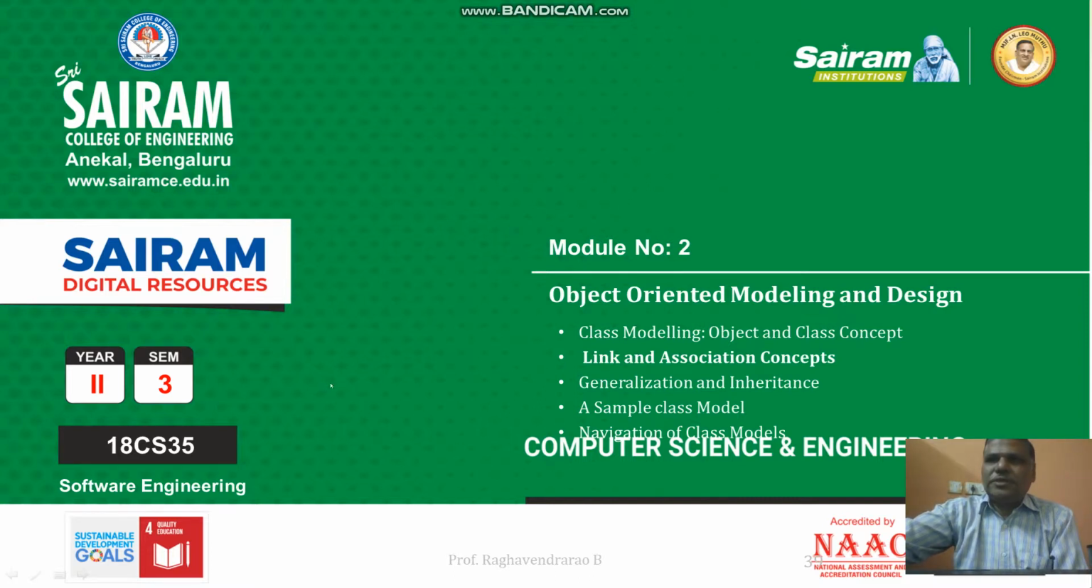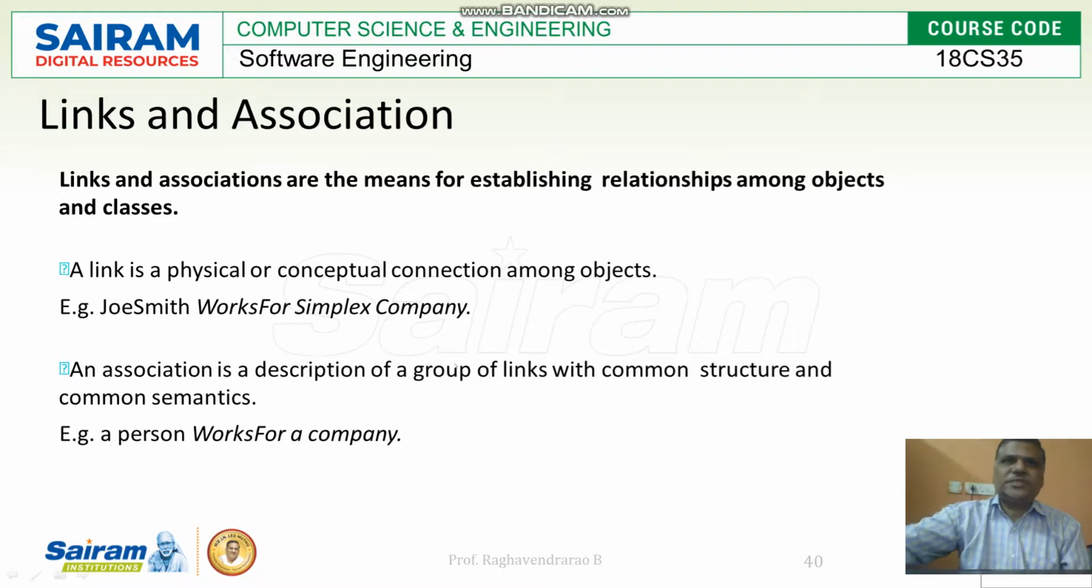Link and association concept. This is a very important thing, because when we are going for the designing stage, that is object modeling and design, we decide how many classes can be inherited, or how one class can communicate with another class. Those things are designed through the link and association concepts. Otherwise it is very difficult to understand the whole concept of the program. So let us see how it works.